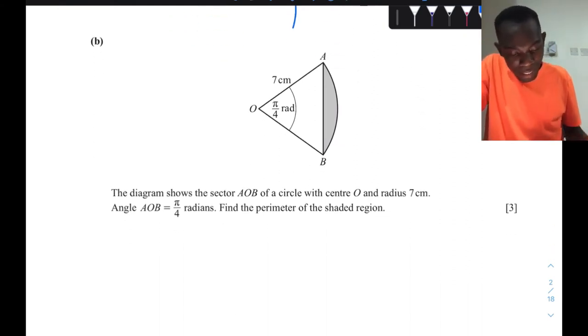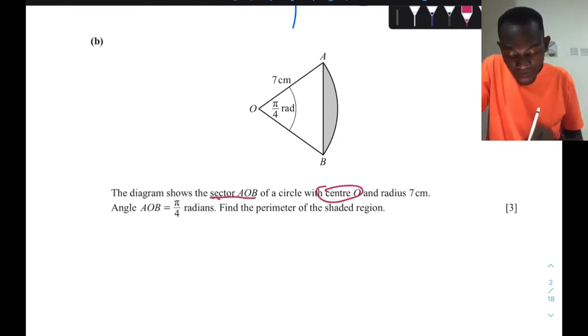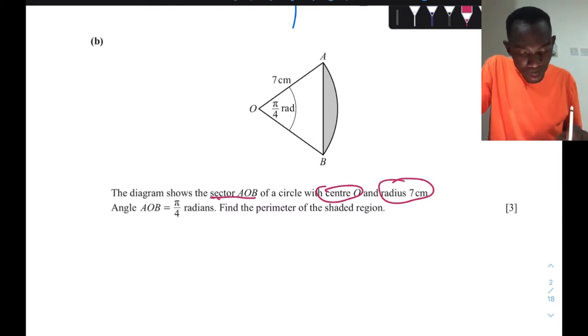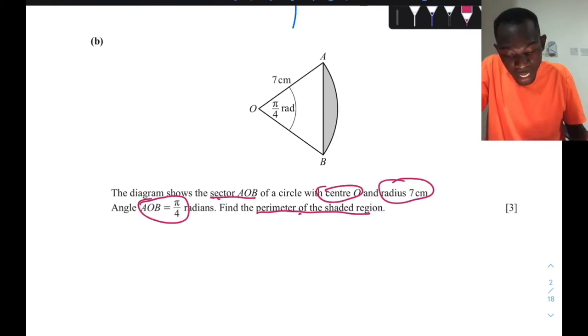The B part says that, like I told you earlier, the English that they have written here is really important. So let's read it. It says that the diagram shows the sector AOB of a circle with center O and a radius of 7. What else do we need? They have given us that angle OAB is π on 4, so we should find the perimeter of the shaded region. If OA is a radius, then OB is also a radius of 7.